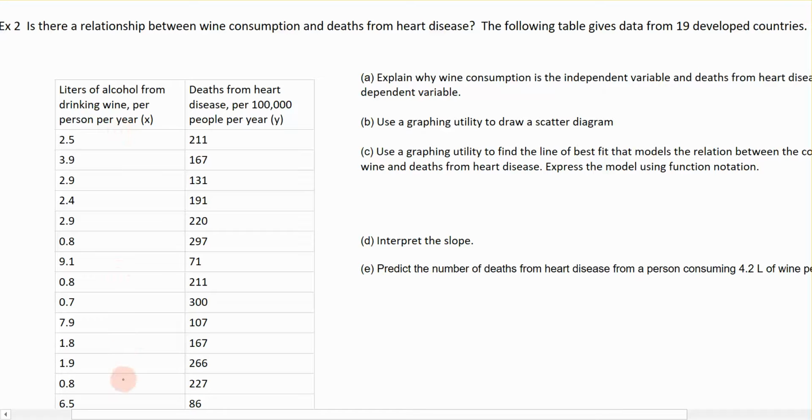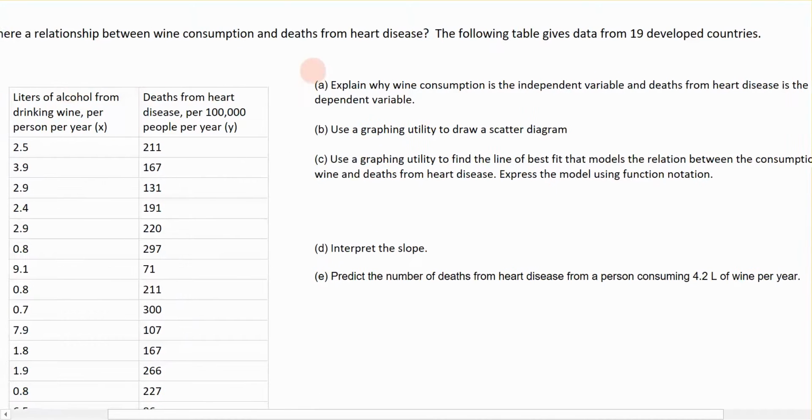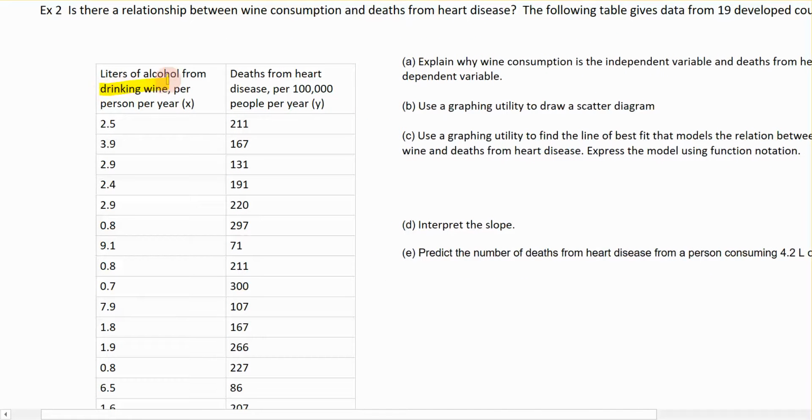the leftmost column is listed as the X, and that is where the liters of alcohol or the amount of wine that you drink comes into play. And in the rightmost column we have the deaths from heart disease. Now you're already told that the wine value is my X and the deaths from heart disease is Y.